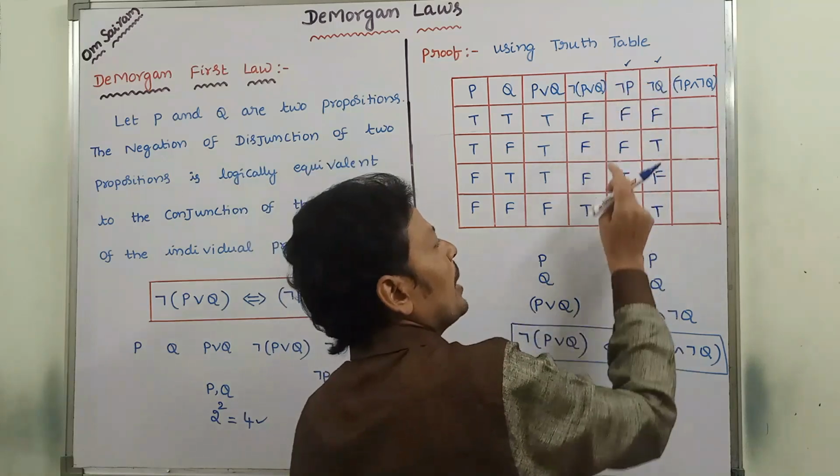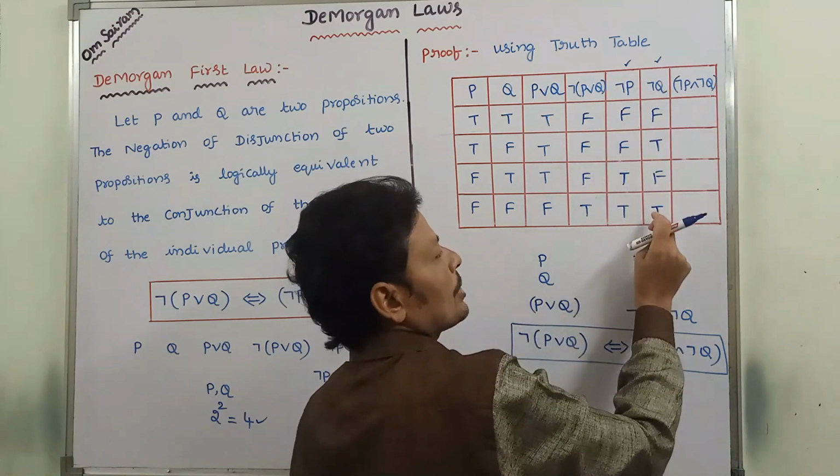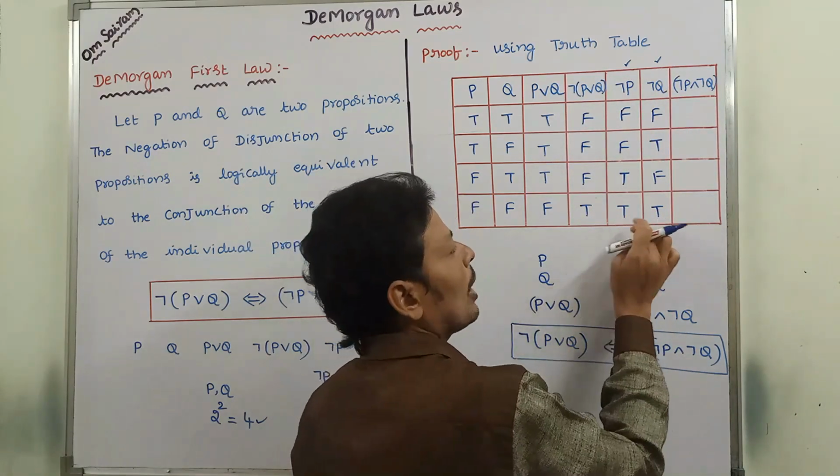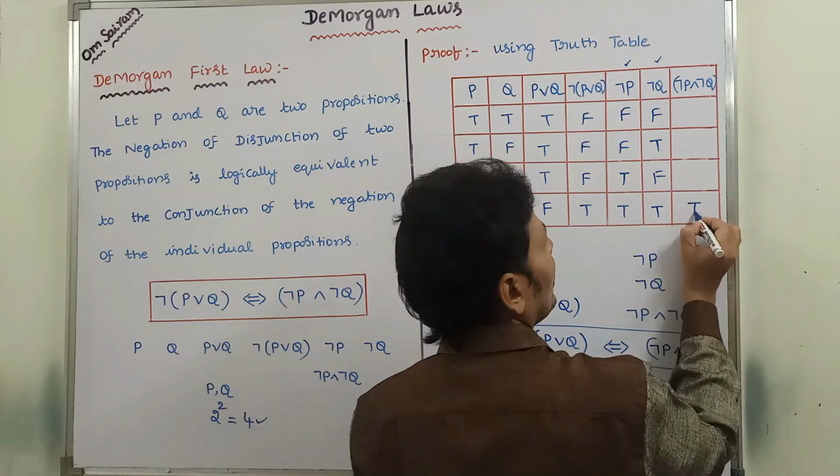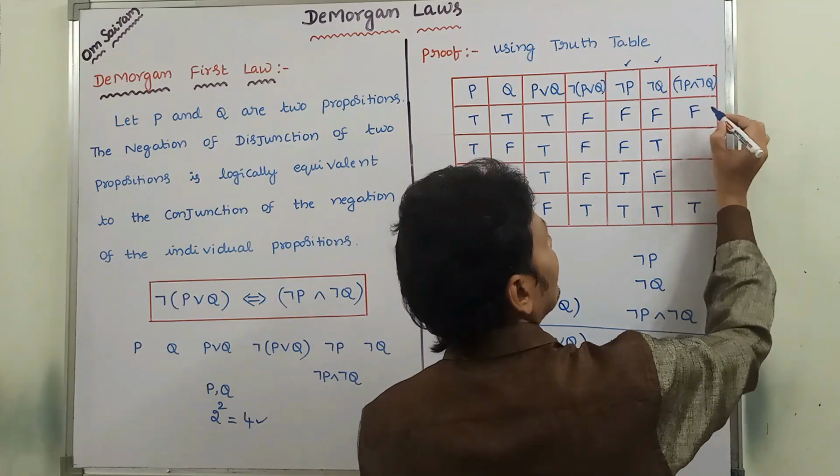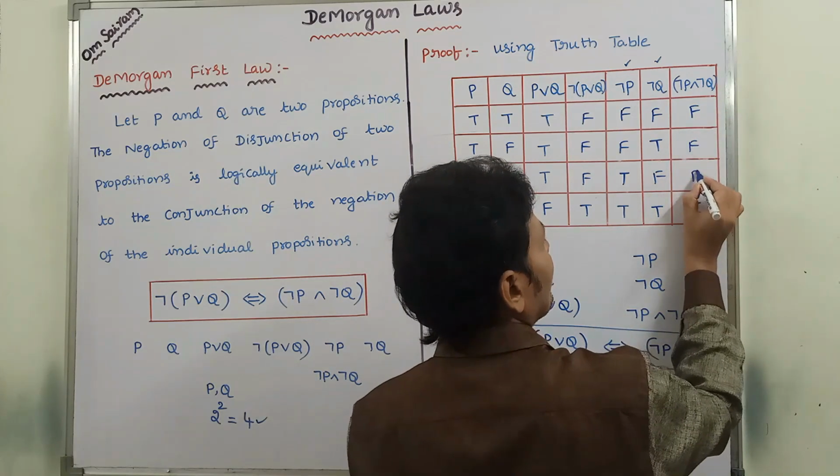So negation p truth value is true, negation q truth value is true. True and true is nothing but true. In the remaining cases it is false.